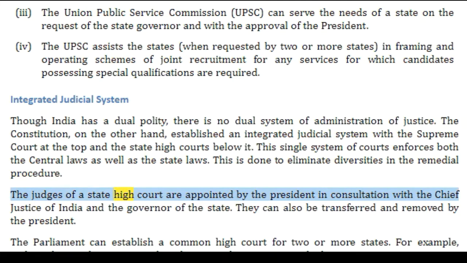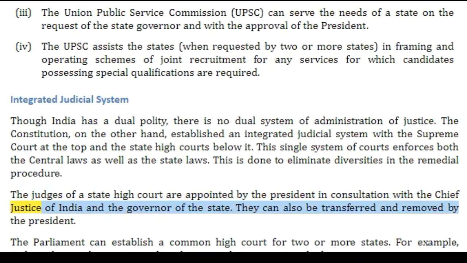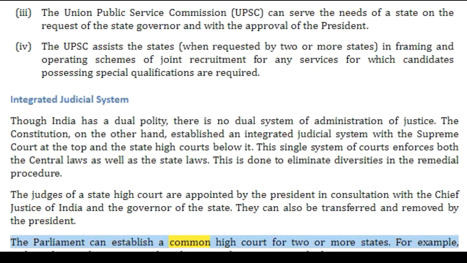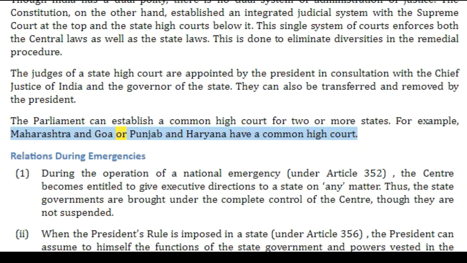The judges of a state high court are appointed by the president in consultation with the Chief Justice of India and the governor of the state. They can also be transferred and removed by the president. The parliament can establish a common high court for two or more states. For example, Maharashtra and Goa or Punjab and Haryana have a common high court.